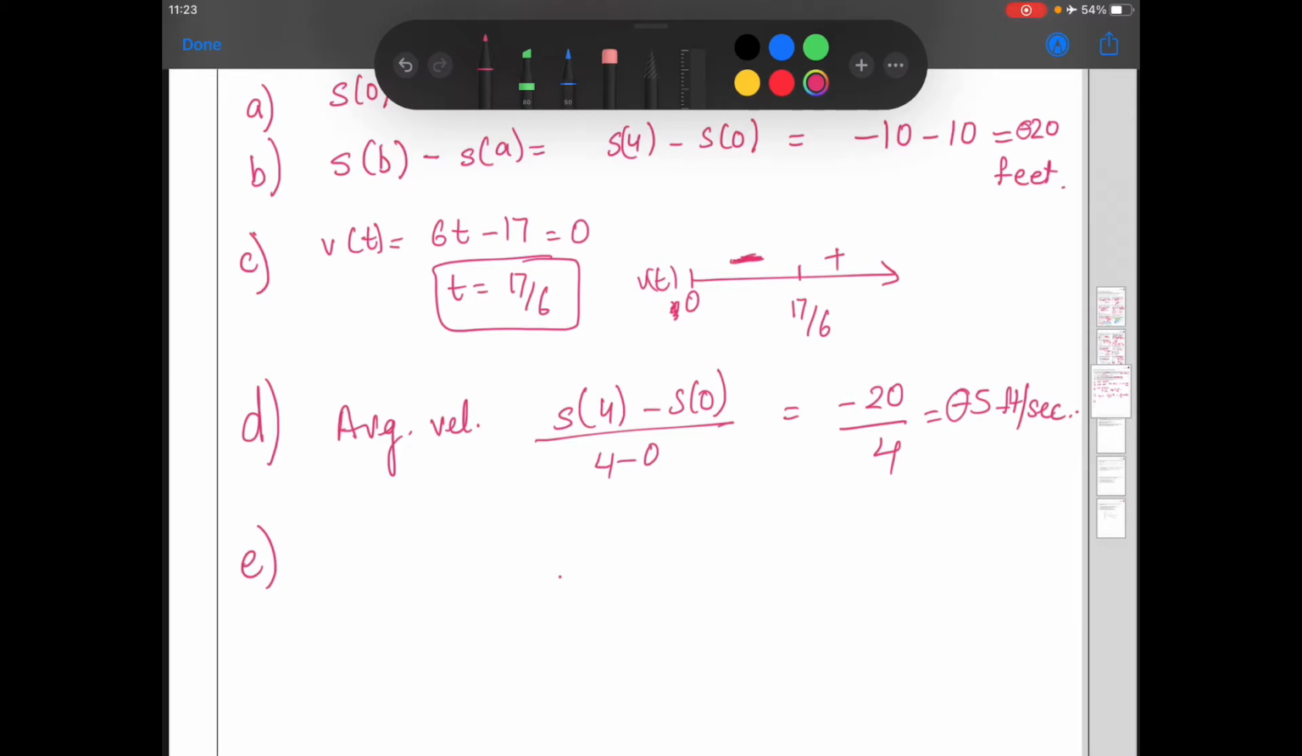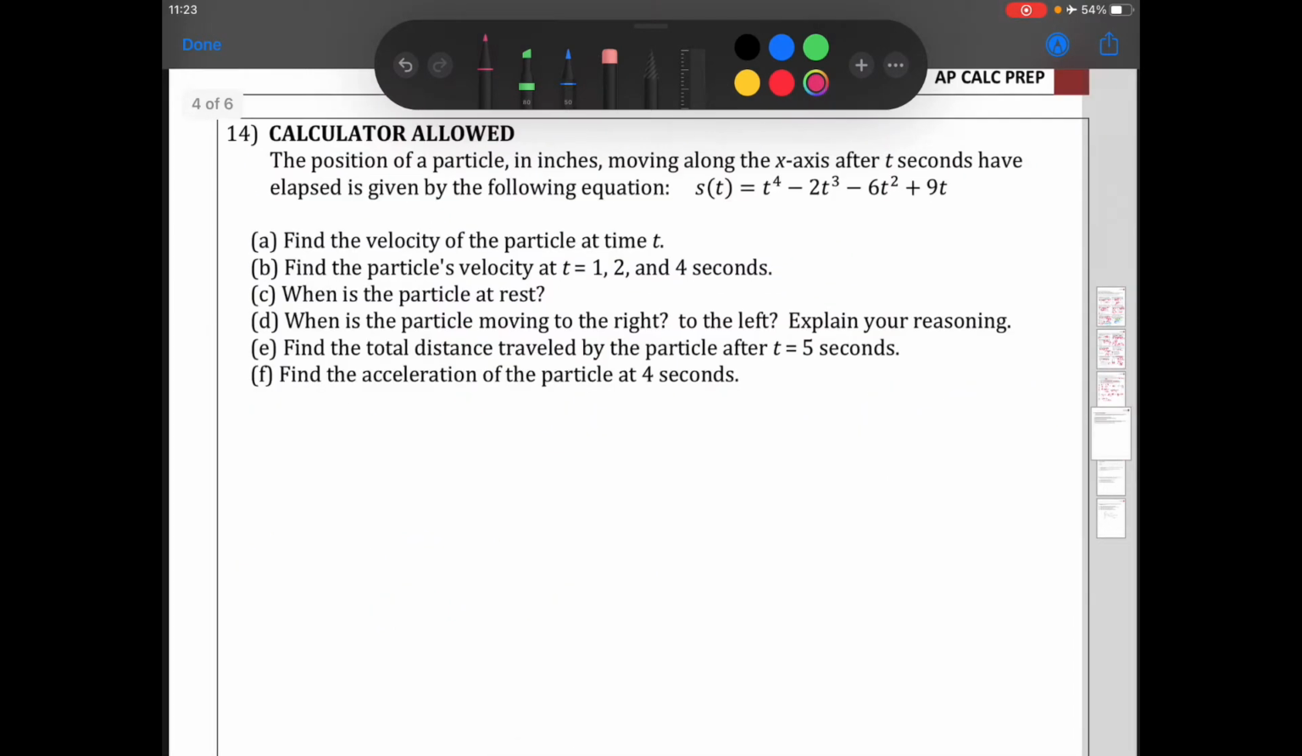Now, what is the particle's acceleration at t equals 2? First of all, I need to find my a of t, which is the derivative of my velocity, which is just 6. So a of 2 would be also 6 feet per second squared. So it's going to be always 6 feet per second squared, right? Because it's a constant.